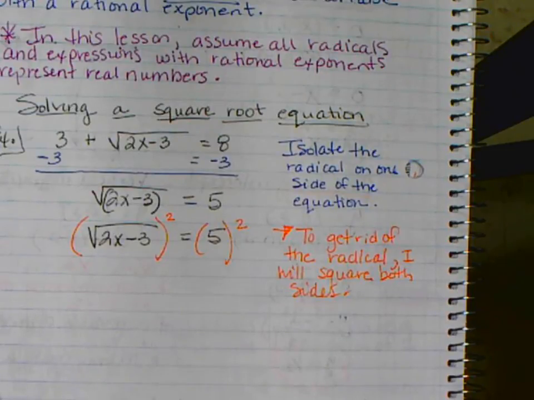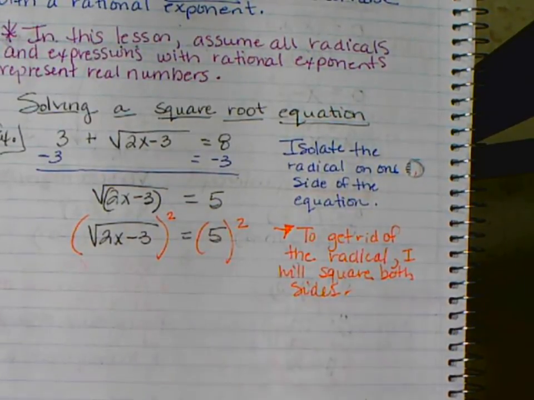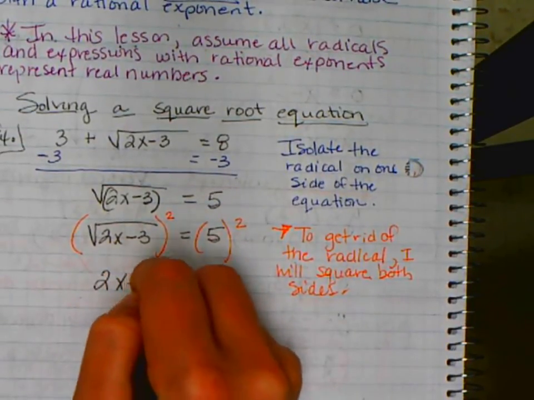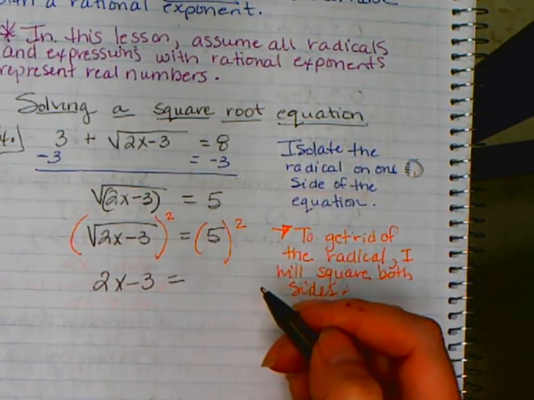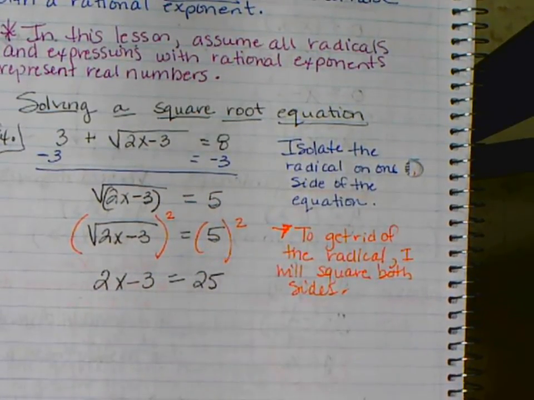What do you think the square root of 2x minus 3 quantity squared is? Just 2x minus 3, right? Because the square root of 2x minus 3 times the square root of 2x minus 3 are two of the same factors. 2x minus 3 times 2x minus 3. So the square root would just be 2x minus 3. Equals, what's 5 squared? I'm so glad y'all didn't say 10. 25.